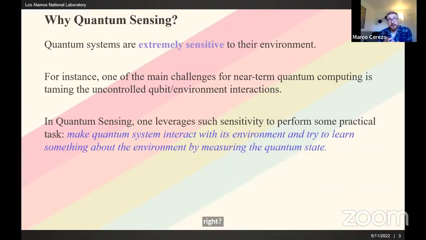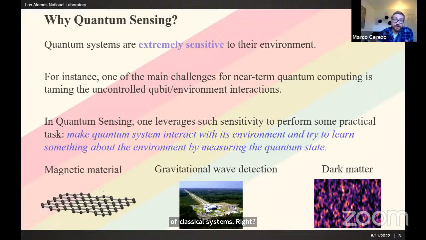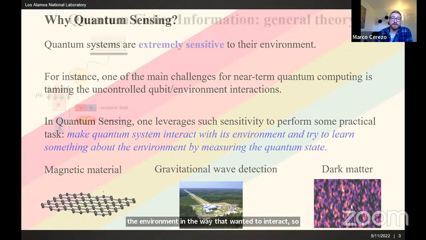And it's been shown that if you try to use quantum systems for sensing and trying to extract information about your environment by exploiting properties such as superposition and entanglement, you can actually overcome the sensitivity of classical systems, right? So this is the ultimate goal. And quantum systems and quantum sensors have been proposed and are being used for measuring properties of magnetic materials, detecting gravitational waves, studying dark matter. So there is a plethora of things that we can do with quantum sensors, right? But of course, as we said, we want to make sure that we have a good quantum system that interacts with the environment in the way that we want it to interact, so that it does it in the most controlled fashion so that we can get the best information out of it, right?